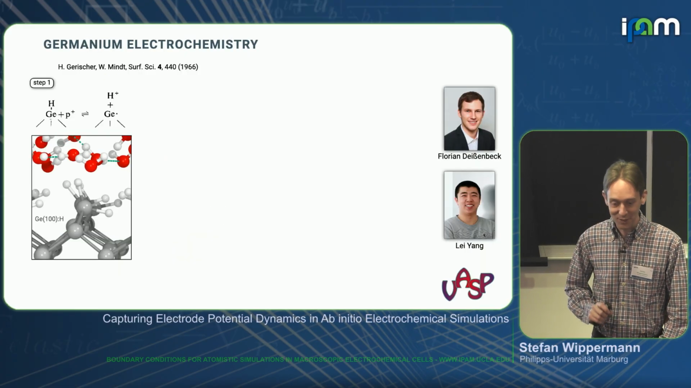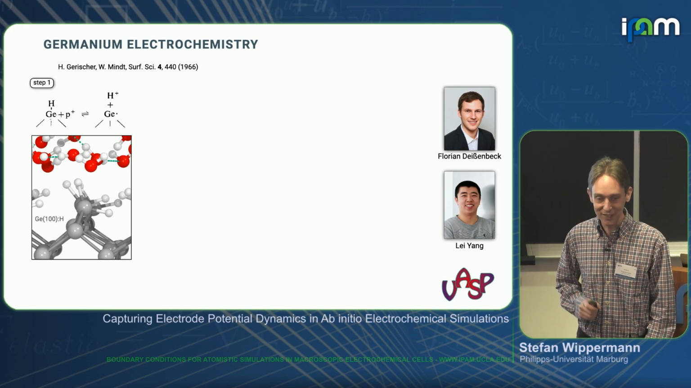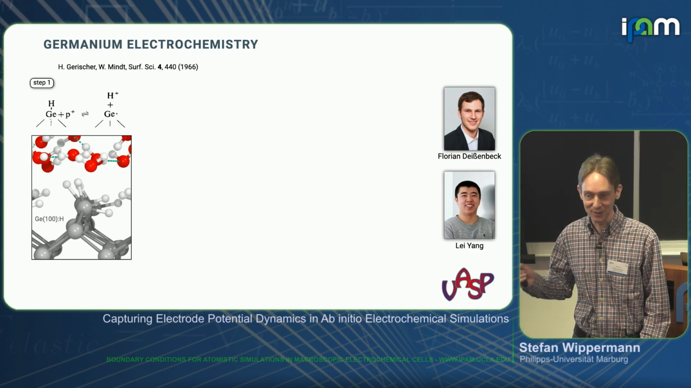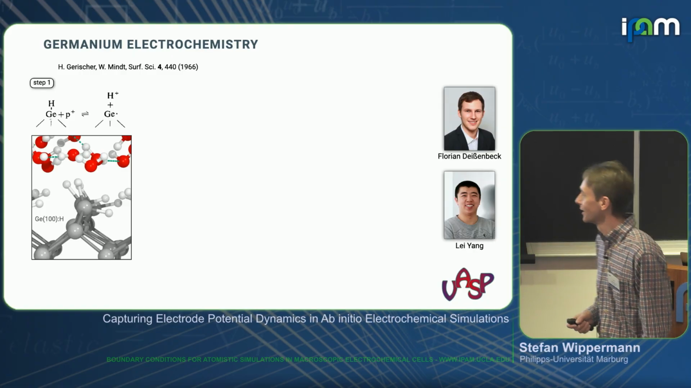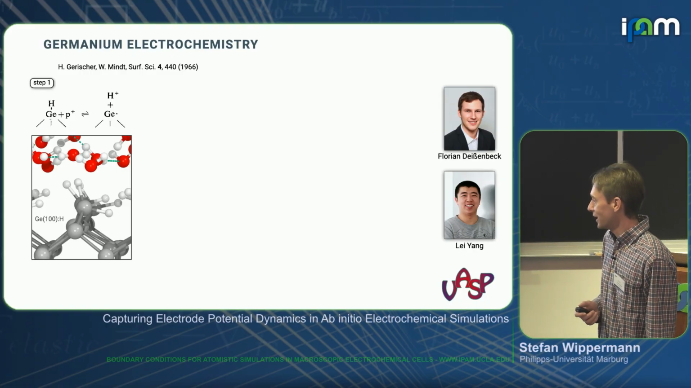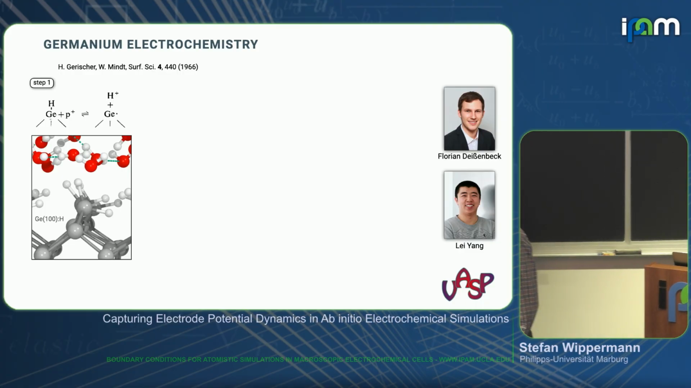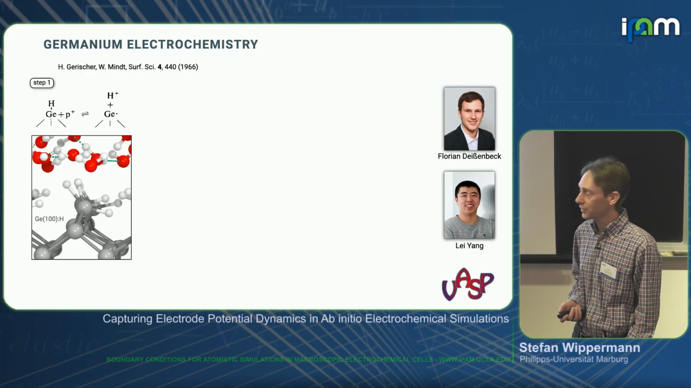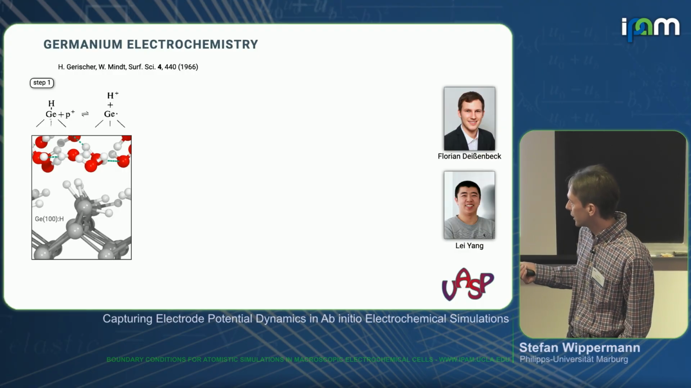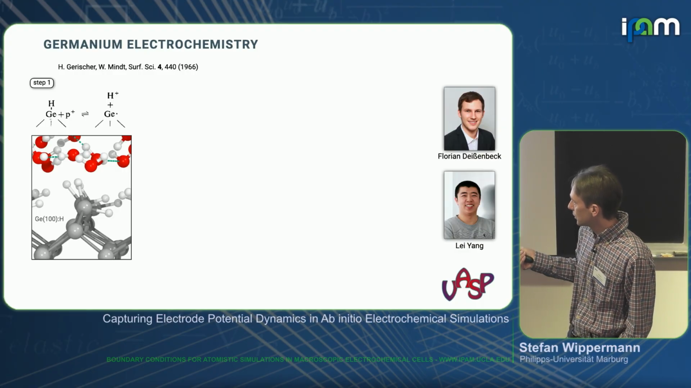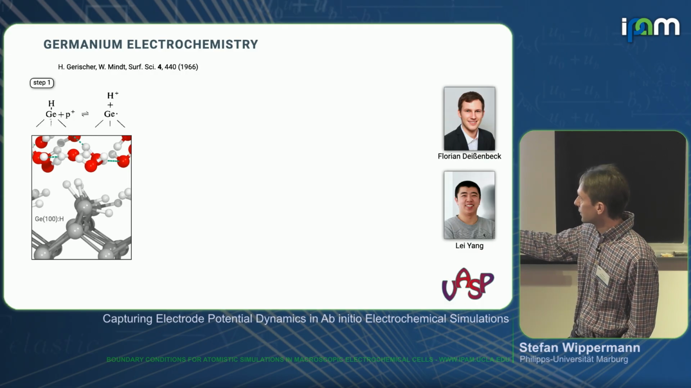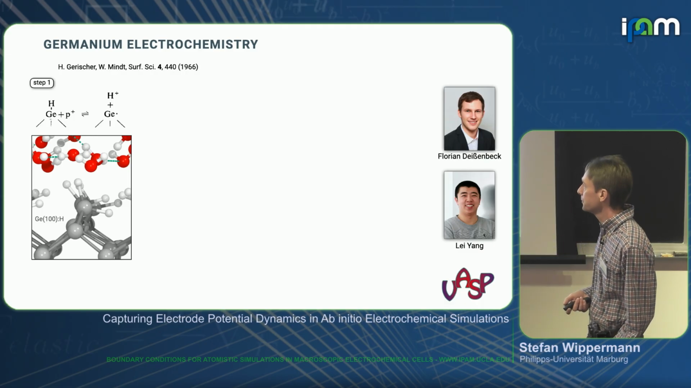Okay, but the question about the timescales, I think, was very real. Does it matter? So here's a specific example. It's taken from an old paper from Gerischer, who looked at germanium electrochemistry. We did some ab initio simulations for that. So we have an interface between hydrogenated germanium surfaces. Above it, we have water. This is copied from the Gerischer paper.